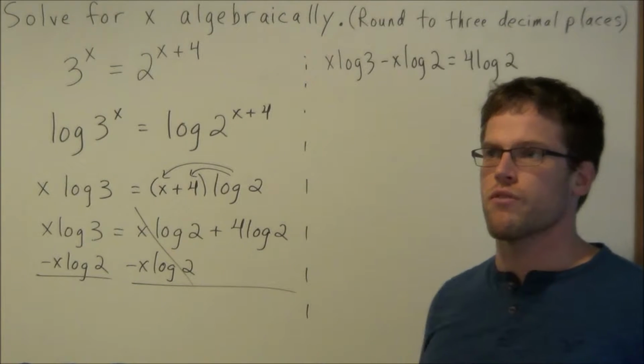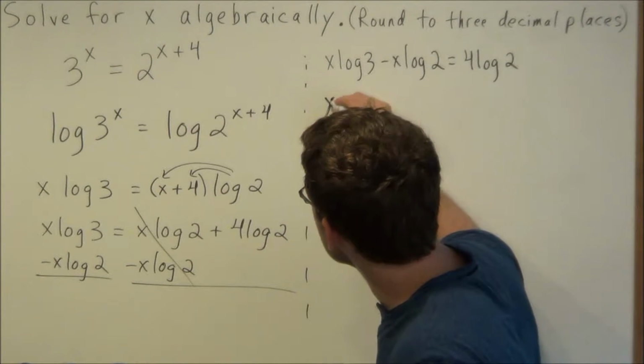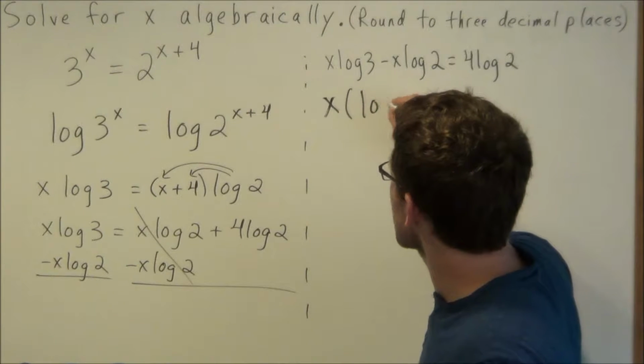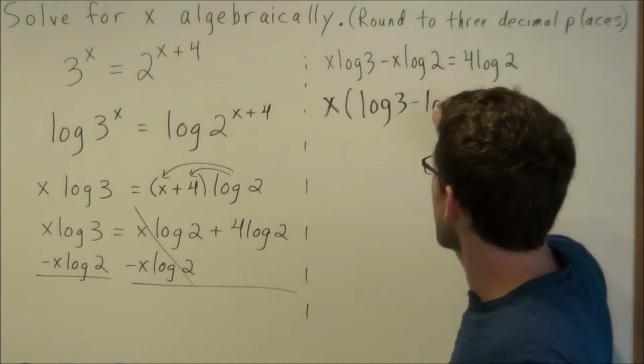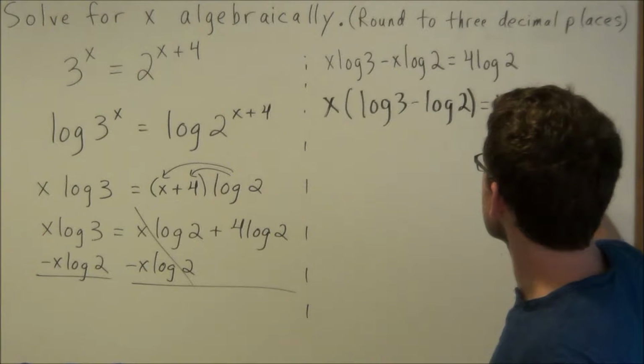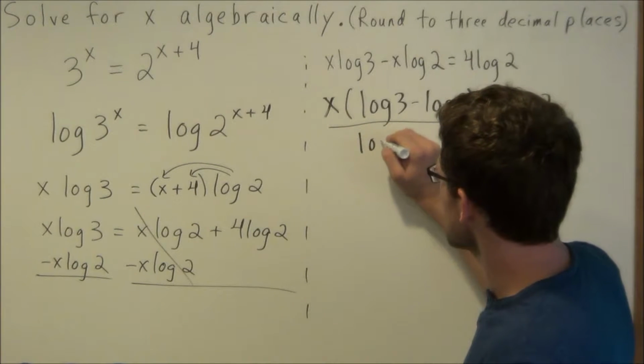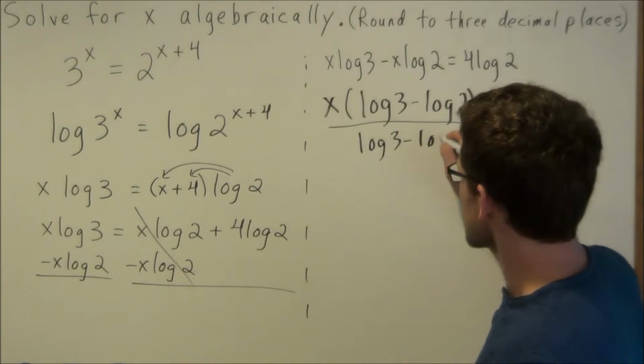At this step, we can factor out the common x. We're basically using the reverse distributive property here. We factor out an x, and we'll have x times (log 3 minus log 2) equals 4 log 2. And then to solve for x, we're going to divide both sides by log 3 minus log 2.